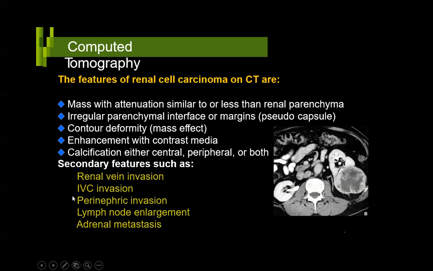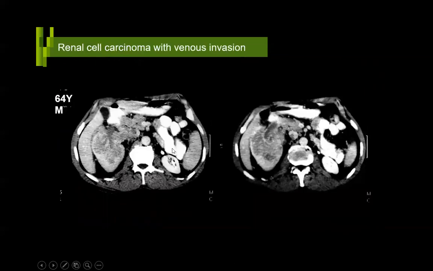So how would you do this? How would you know whether renal vein or IVC invasion is there? You need to give contrast, because if you see enhancement inside the renal vein or IVC, it rules out thrombus inside. Okay. So let's see a few examples now.